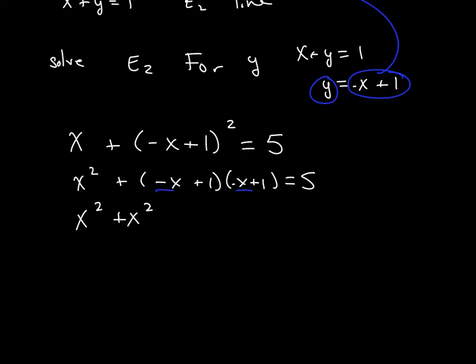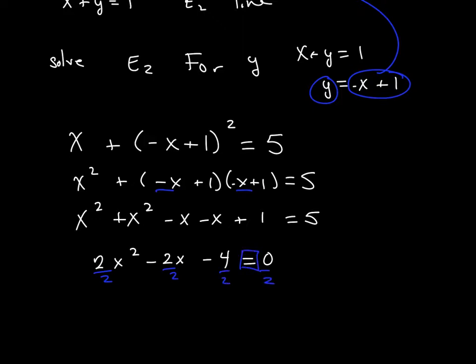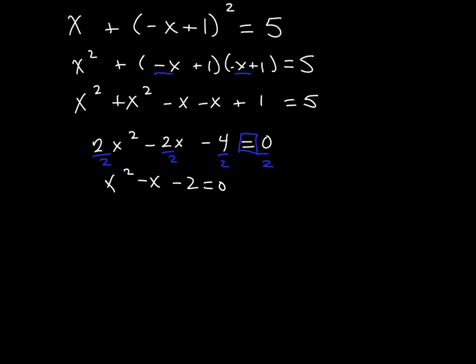Then I have a minus x times negative x plus 1 is equal to 5, which gives me 2x squared minus 2x minus 4 is equal to 0. If I divide everything through by 2 here, and you can only use this technique when you have an equation, make sure you divide everything by that. I'm left with x squared minus x minus 2 is equal to 0. I have to factor to solve this.